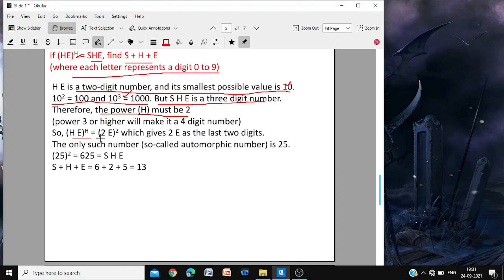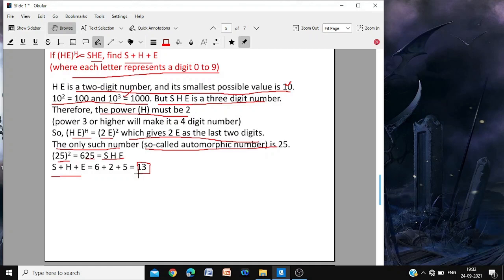So we get 2E to the power 2, which gives 2E as the last 2 digits. The only such number, the so-called automorphic number, is 25, where 25 squared is 625. The last 2 digits remain the same. 25 squared is 625, and 25 remains the same. And this is equal to SHE. That means S is equal to 6, H is equal to 2, E is equal to 5. The total is 13.